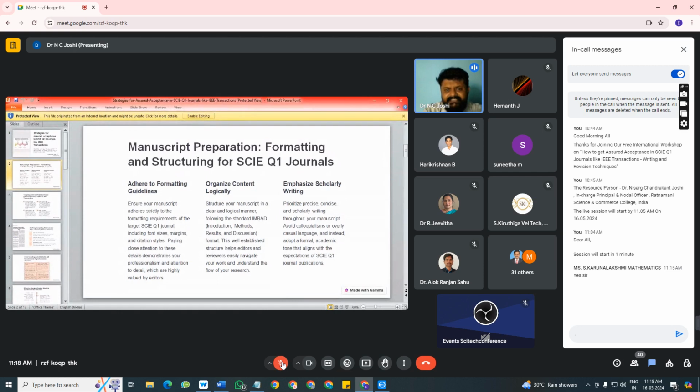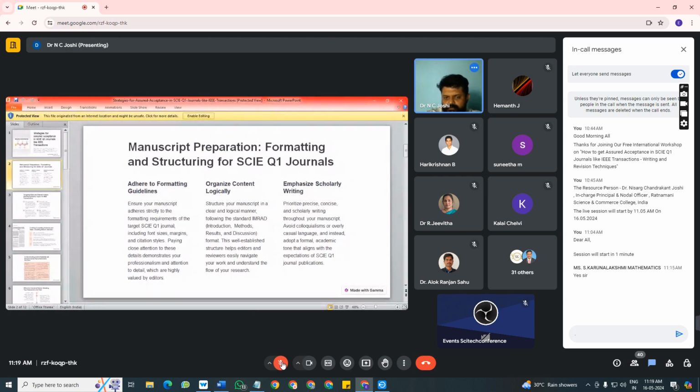Now the second point is organize content logically. This is basically an SCIE journal, so we are in the world of science and we follow logic. If you do it without logic, you are totally thrown out. So if you do anything, please focus on your topic, focus on your context, and do it logically. Structure your manuscript clearly and logically, following the standard IMRAD format, which denotes introduction, methods, results, and discussion. This well-established structure helps editors and reviewers easily navigate your work and follow your research.